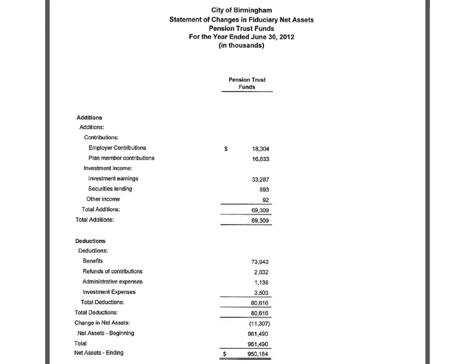See here, there's this statement of changes in fiduciary net assets, and again, they don't call it revenues and expenses on this sheet. They call it additions and deductions. And these deductions are payments of benefits, refunds of contributions, etc., investment expenses. The additions are both contributions as well as investment income that help increase the balance of the pension fund.